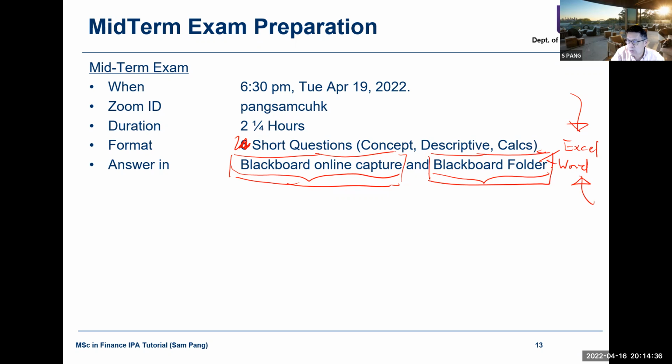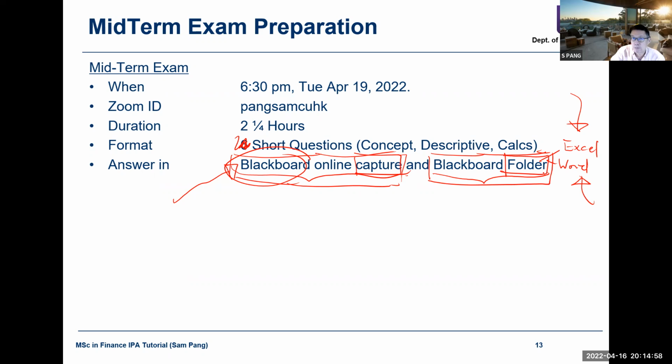In other words, everything is captured in Blackboard. Whether you are answering questions directly or whether you are submitting to another exam folder. Is everyone okay with that? Do you know what I'm saying?